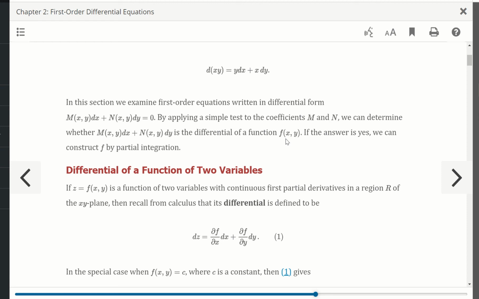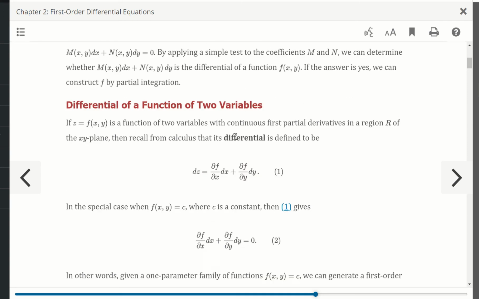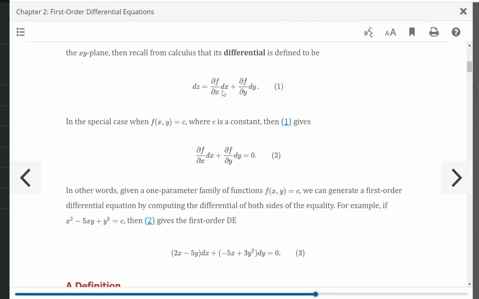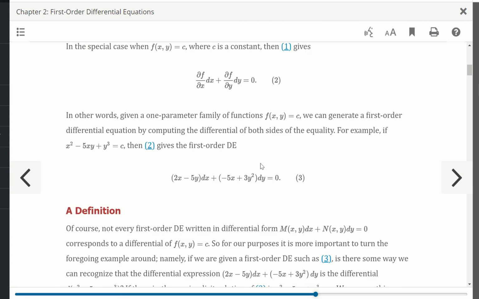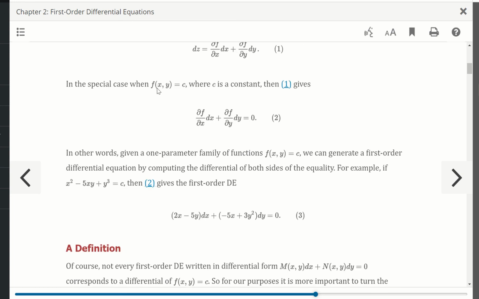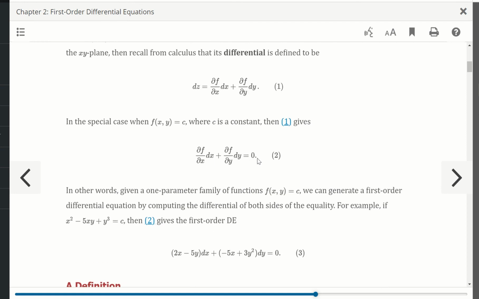If the answer is yes, then we can find and solve for the original function f of x comma y by using partial integration. Again, if you have a function f of x comma y, call it z, its differential dz equals the partial of f with respect to x times dx plus the partial of f with respect to y times dy. In the special case when f of x comma y is a constant, this is simply equal to 0.